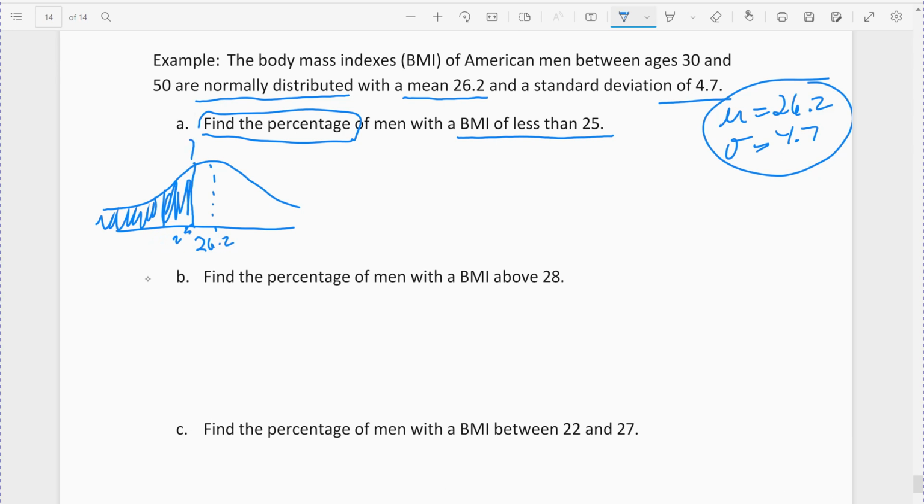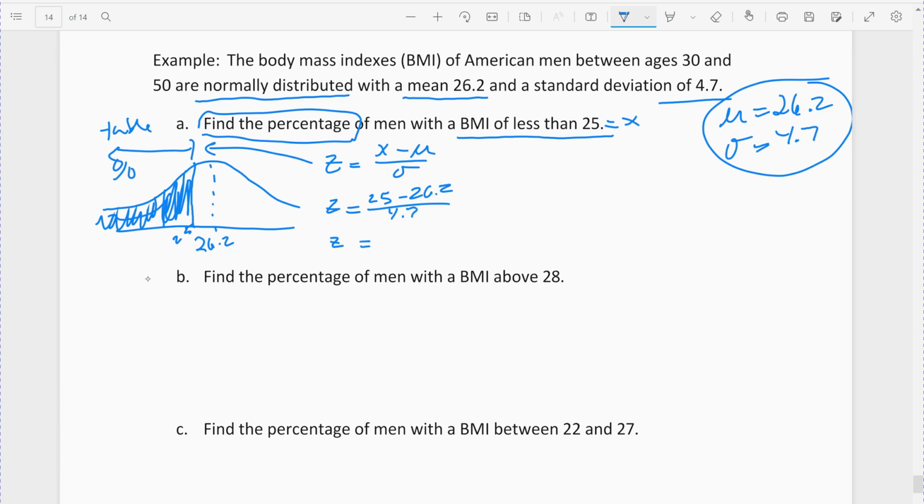And so the less than's easy because the table percent is my answer. All right, so when I find my z-score and I look up my z-score on my table, it gives me the percent that I'm looking for. All right, so the z-score is my value minus the mean over the standard deviation. So the value is 25 minus the mean, which was 26.2, over the standard deviation, which is 4.7. I already know it's going to come out negative, and it does, because when I take 25 minus 26.2, that's going to give me a negative number.